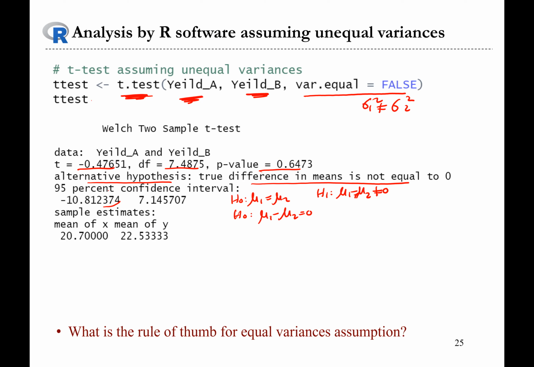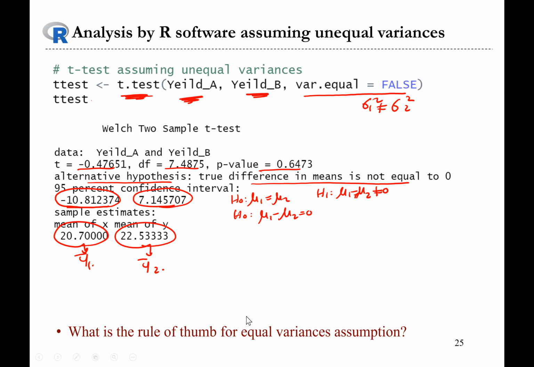And it gave me the 95% confidence interval. This is the lower limit, and this is the upper limit. And it gave me y1 bar and y2 bar. So I use the same function again, t.test, but with var.equal equals false. It means I'm assuming the variances are not equal.